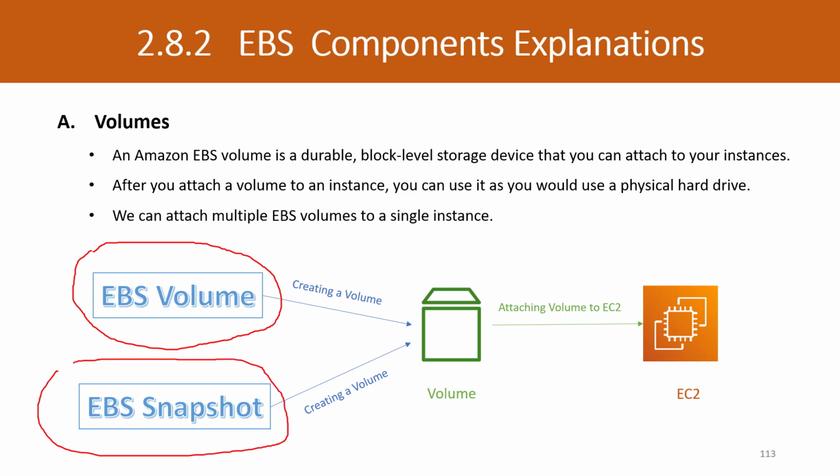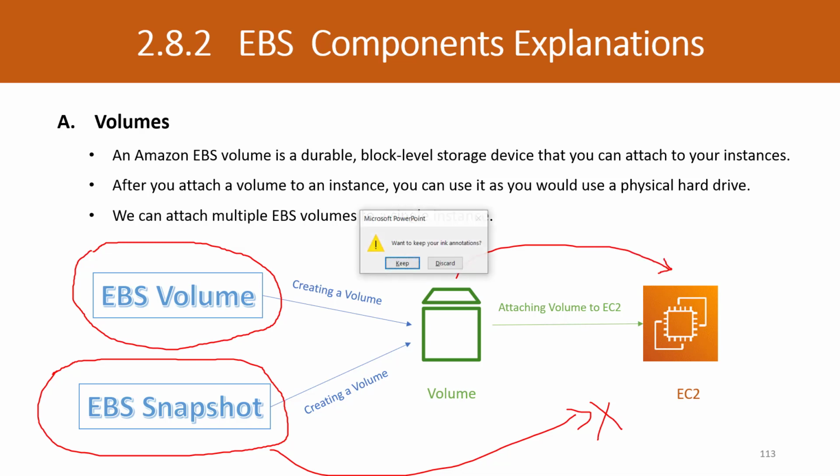Suppose you have an EC2 instance and you take a snapshot. You can create a volume from this snapshot. The volume is the one which can be attached to an EC2 instance. You can't directly attach the snapshot to an EC2 instance. You have to first create a volume from the snapshot, and only then can you attach the volume to the instance. So let's see how it looks practically.